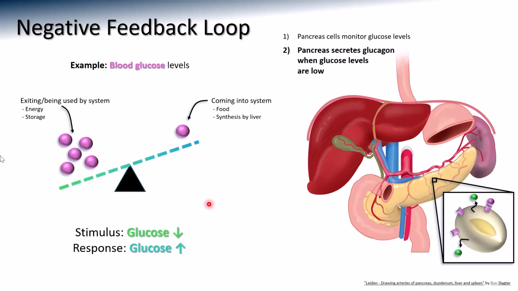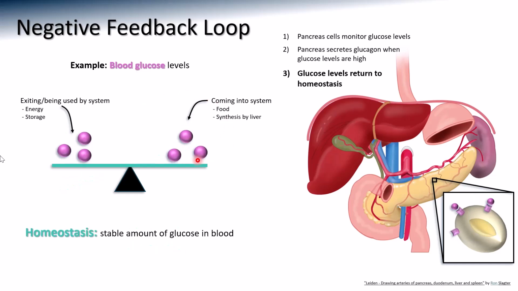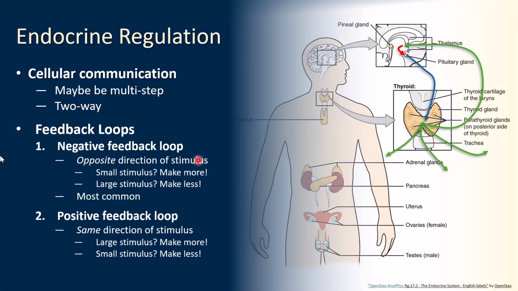This can work the other way too. So now let's say we've got too little glucose. In this case, the pancreas is going to release a separate hormone called glucagon, and that is going to put more glucose into the bloodstream. So again, don't have enough, make more, and that is going to once again put us back into homeostasis. So we have a negative feedback loop.